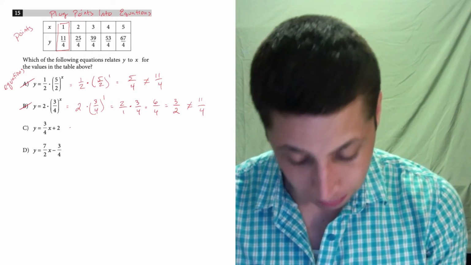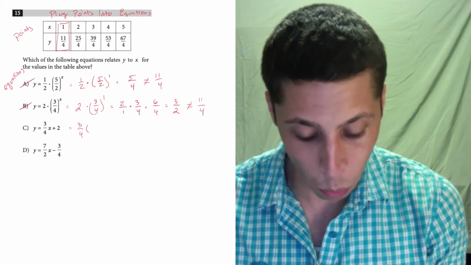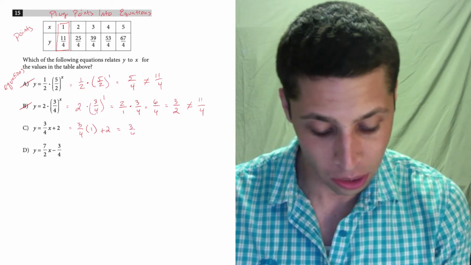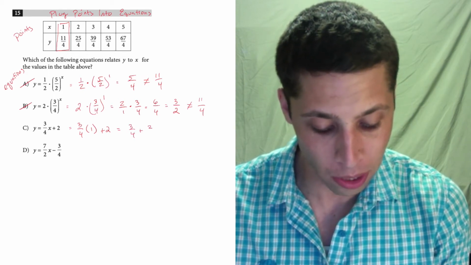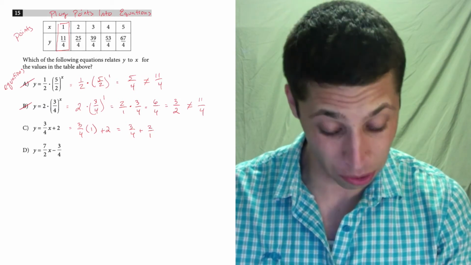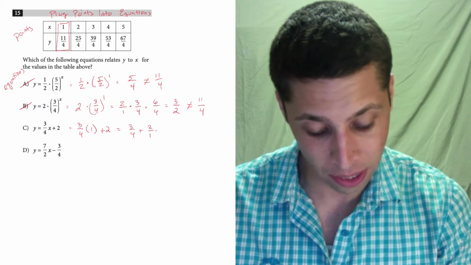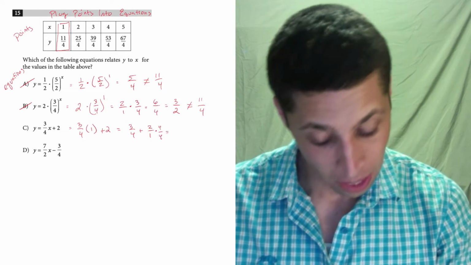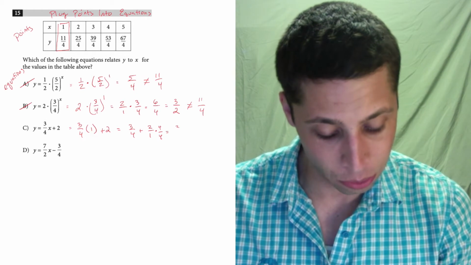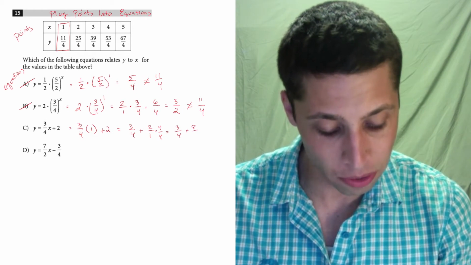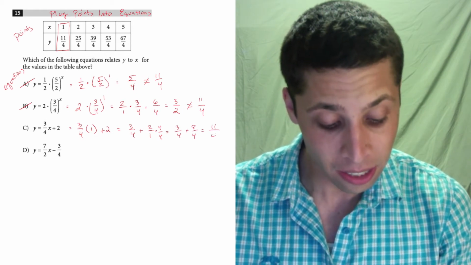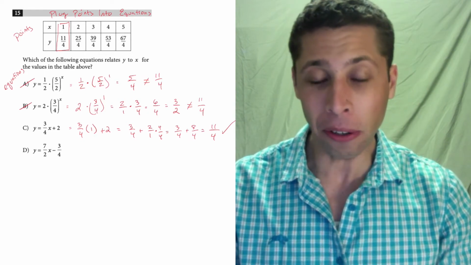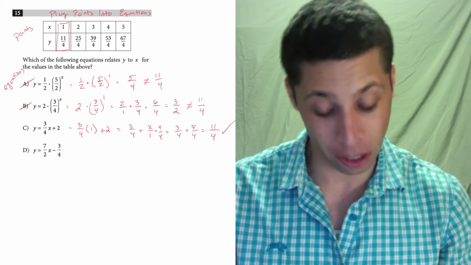Keep going. Choice C: 3/4 of 1 plus 2 is just 3/4 plus 2, and we should make 2 into a number of fourths as well if we really want to add this. So that's going to be multiplying by 4/4 to get a common denominator. And so 3/4 plus 8/4 is indeed 11/4. But before we pick C, we need to be thorough here. We should try D, just to see what happens.